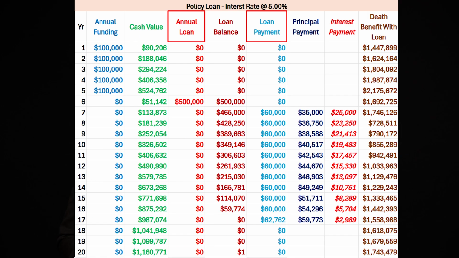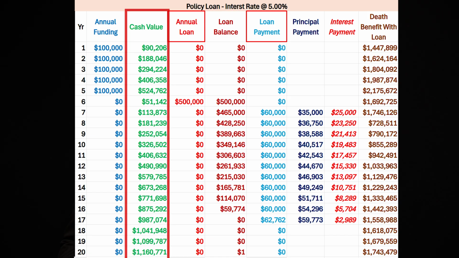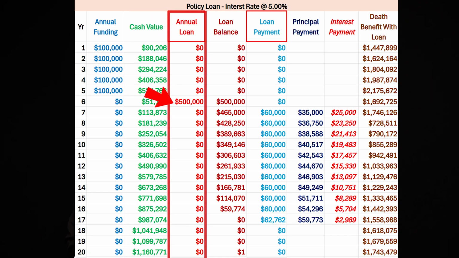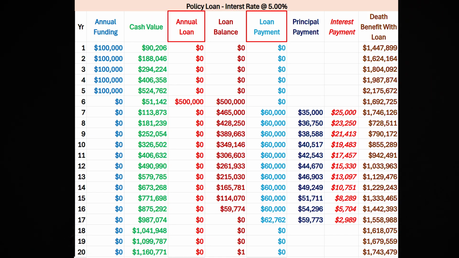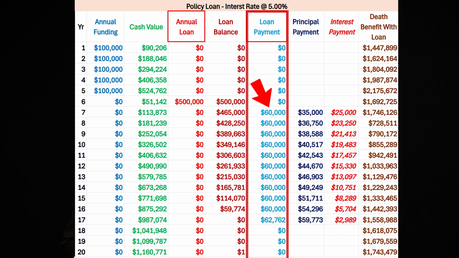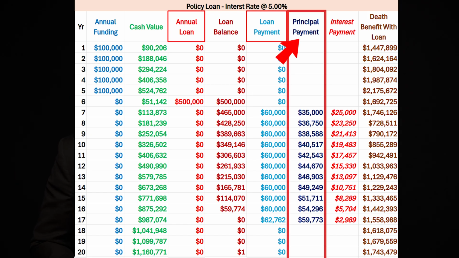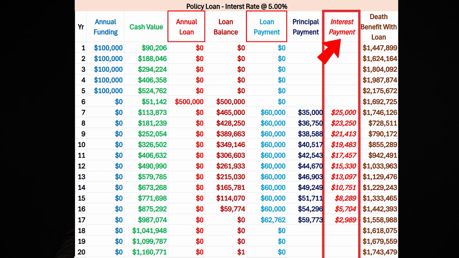stock market. Next, we're going to look at the exact same policy, but taking a loan to buy an investment property. First, we have what he's paying. Then we have his cash value. Then an annual loan of $500,000. To the right, you see his loan balance, and then you see a loan payment of $60,000 per year. He's paying it back at $5,000 per month. Then we can see how much of his payment is applied to principal and how much is applied to interest.